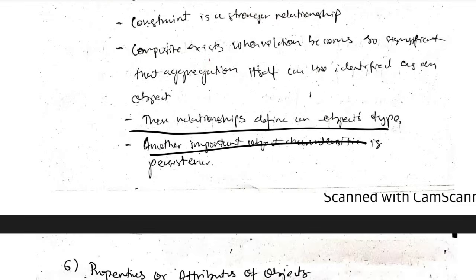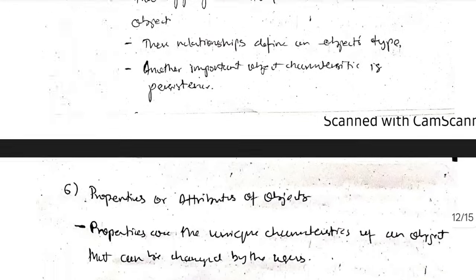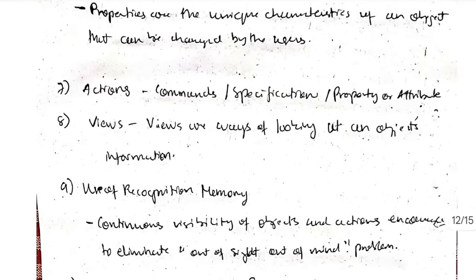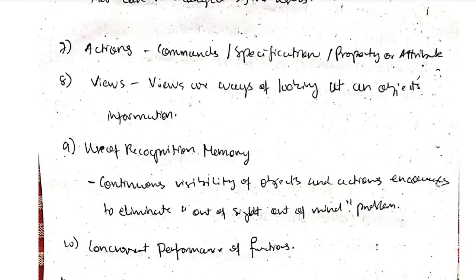Another important characteristic is persistence, meaning how long the icon will exist on the screen, that is called persistence. Properties and attributes can also be changed, those are the unique characteristics. Actions and views can be used to perform operations upon the system. Views are nothing but how the information should be looked upon by using the screen.